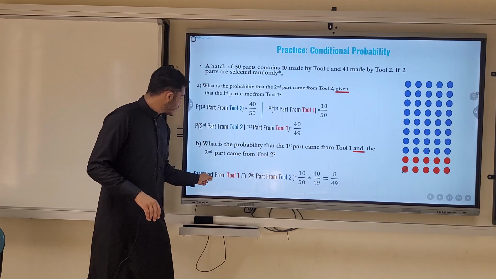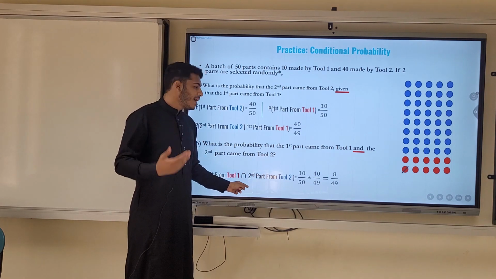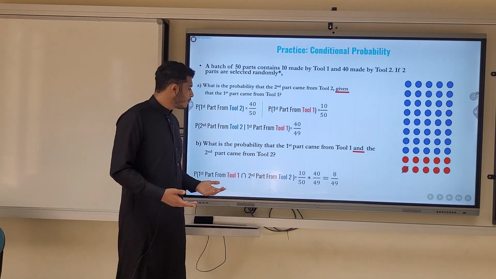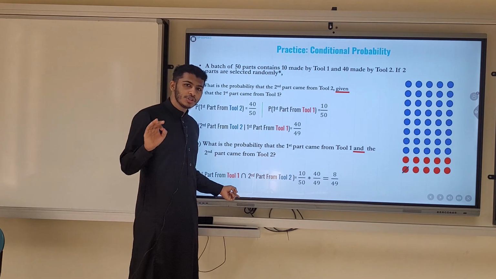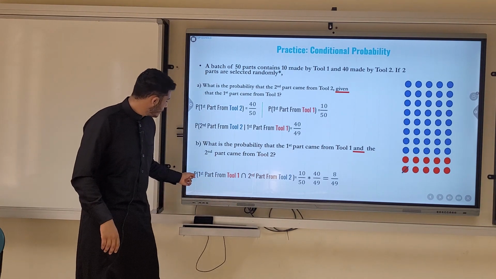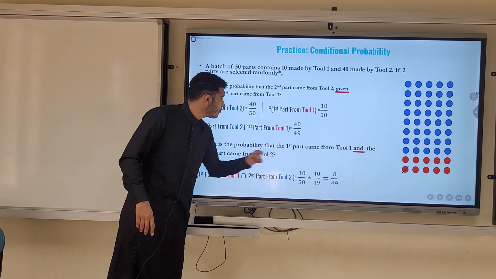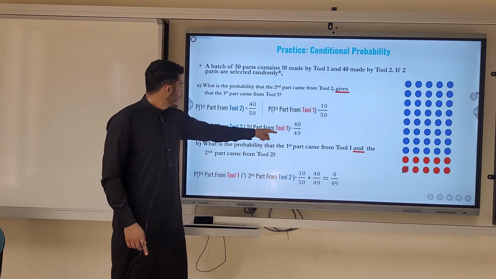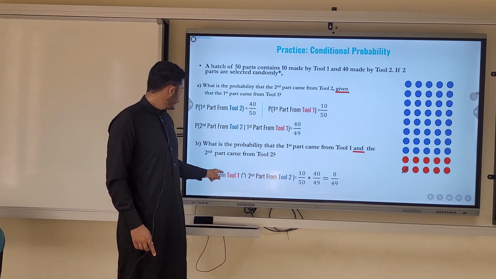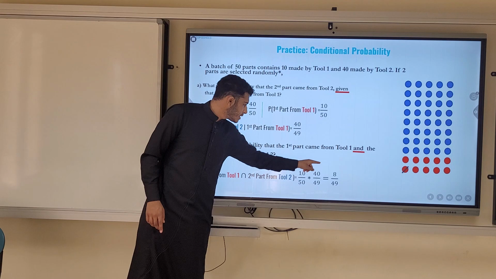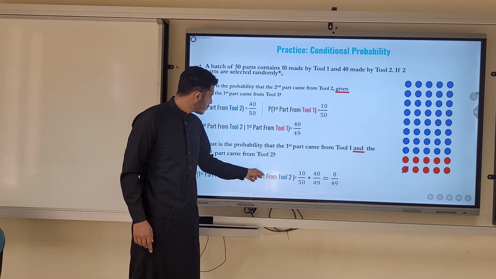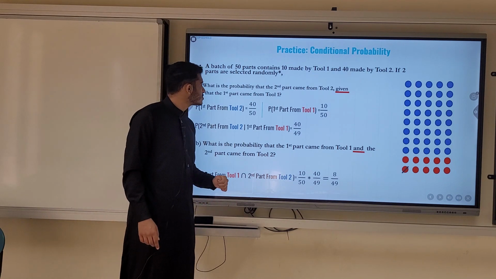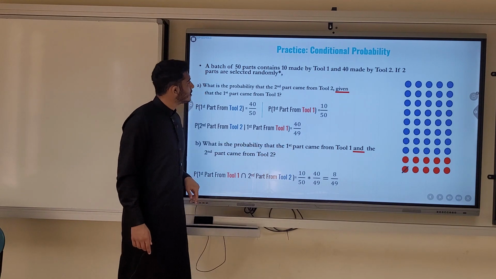So if we have the intersection of two independent events, solving the intersection for them is multiplying the probabilities of these two events. So the probability of the first part from tool 1, we have it here, which is 10 over 50, and the second part from tool 2 is going to be this one, knowing that we have already taken from tool 1. So we're going to have 8 over 49. I should have written this in a conditional probability way, but anyway, this is the solution for the question.